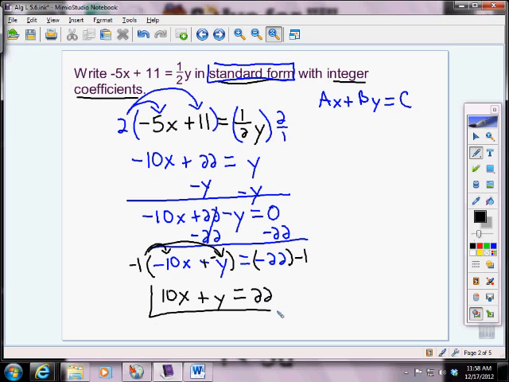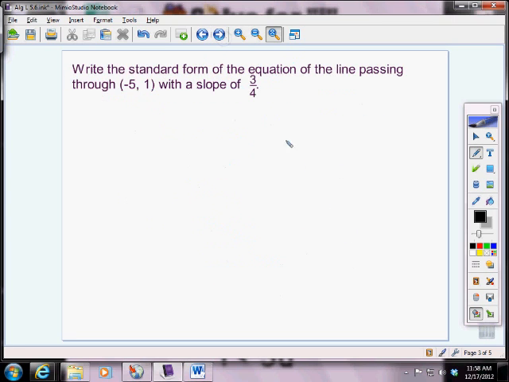This is just a little bit nicer to look at. There'd be nothing wrong with negative 10x minus y equals negative 22. This is just a little easier to deal with. Again, standard form and integer coefficients. Let's look at this example.